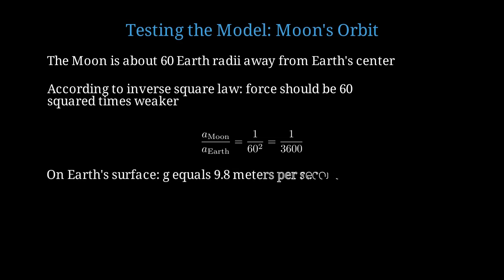At Earth's surface, we know the gravitational acceleration is 9.8 meters per second squared. So at the moon's distance, the acceleration should be about 0.0027 meters per second squared.